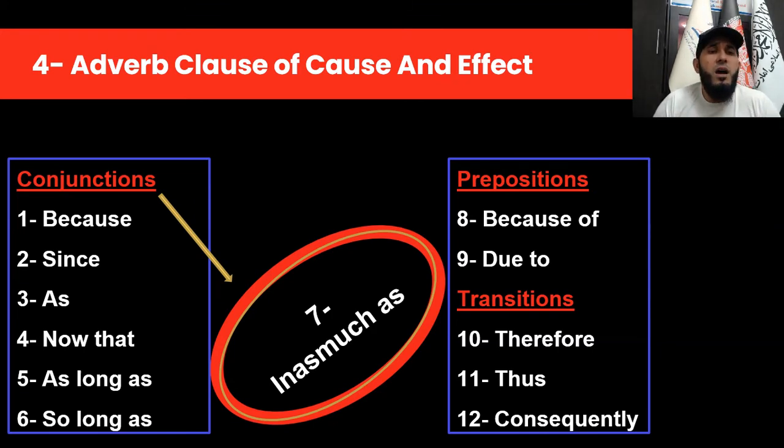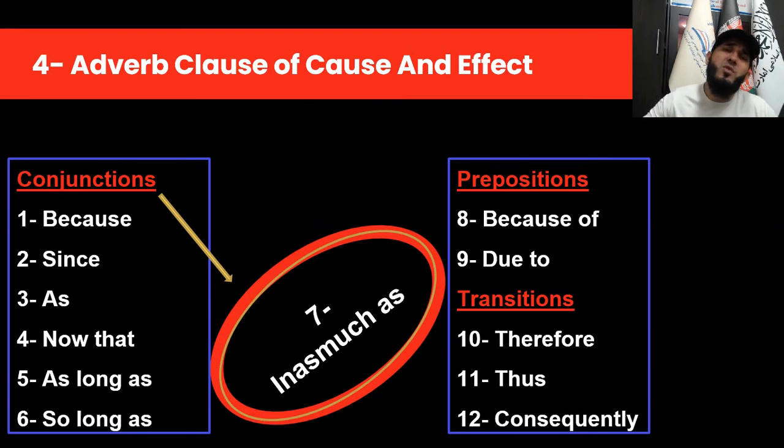So here, all of these conjunctions, you will be surprised to hear this: since, as, now that, as long as, so long as, and in as much as. All of these conjunctions mean because. One thing I want to tell you is that in as much as is super formal. It means very, very formal. So in formal English, you may use in as much as. And they have exactly the same meanings.